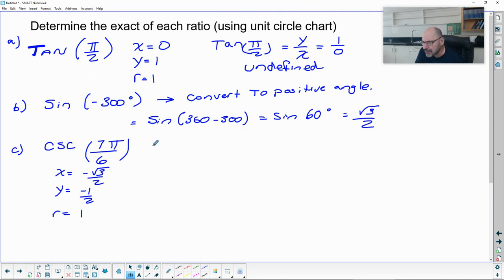So this would be the same thing as saying r over y. In our case, r is 1, and y is negative 1/2. So we just do the division there. We take the reciprocal and flip it over. So that's negative 2. So the cosecant of 7 pi over 6 is negative 2.